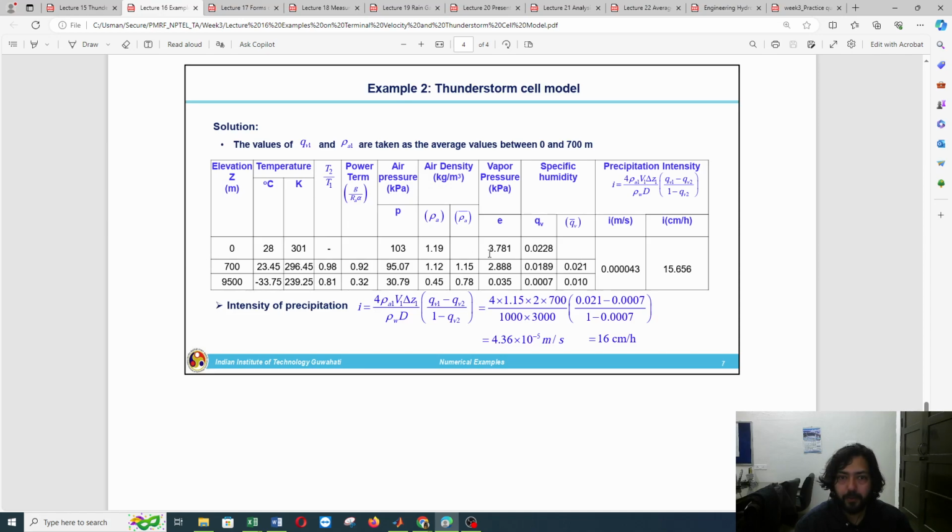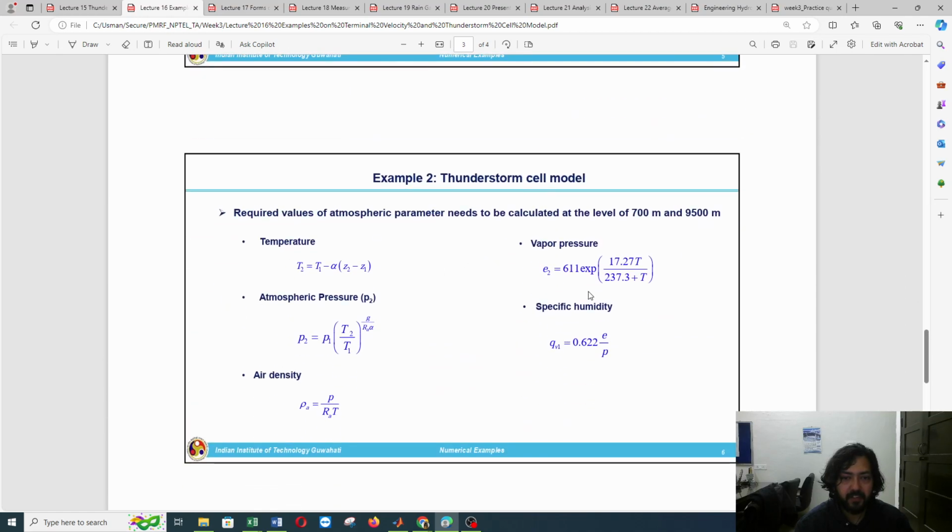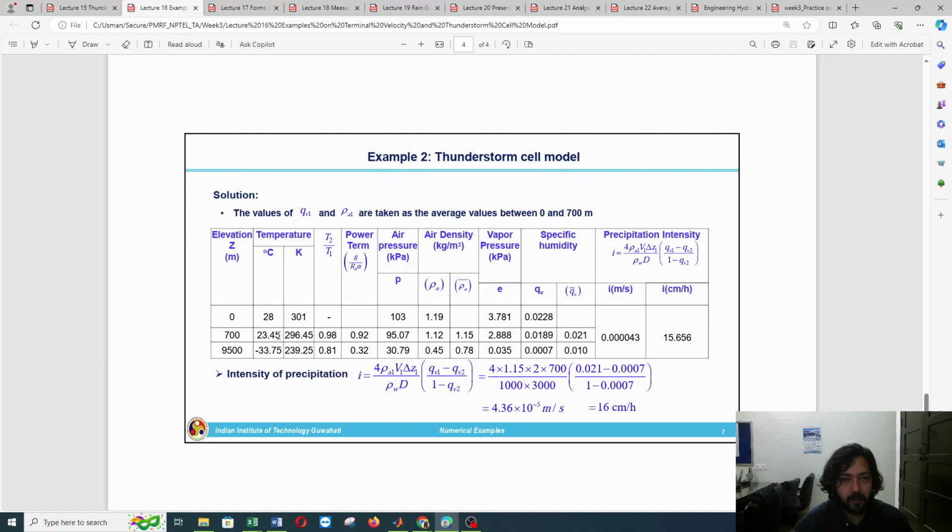Now, using the above equation, this equation 5, we are going to calculate the same parameters at the elevation of 700 meters. We have calculated all these values here, and similarly we have calculated for the third region. At the end, we are going to take the average of all three and we are going to get the precipitation intensity.